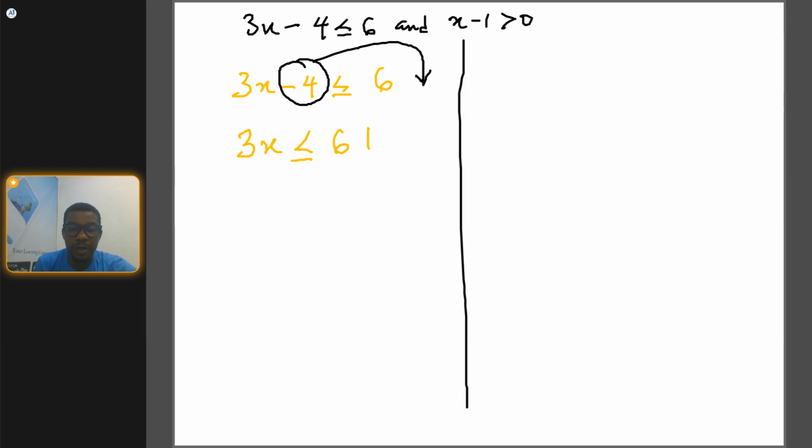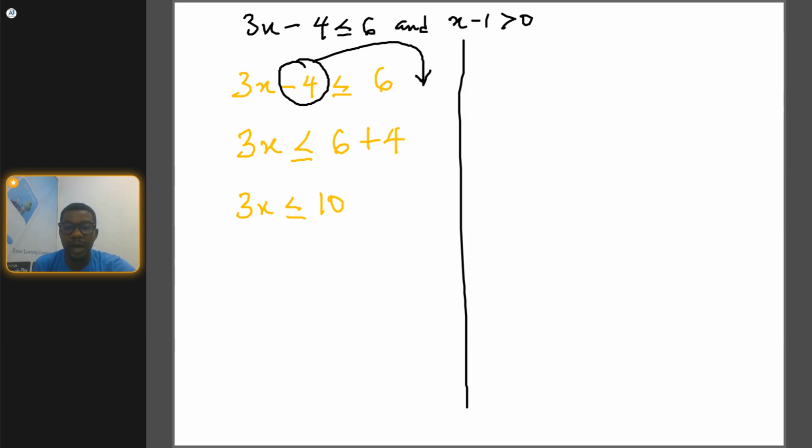Your response should be plus 4. All right? 3x less than or equal to, adding 6 to 4, that is what? 10. That is 10.